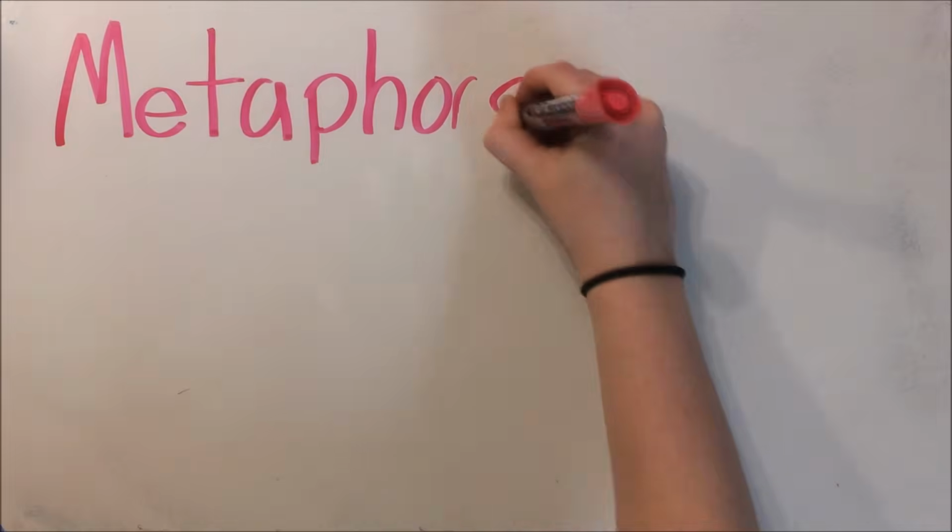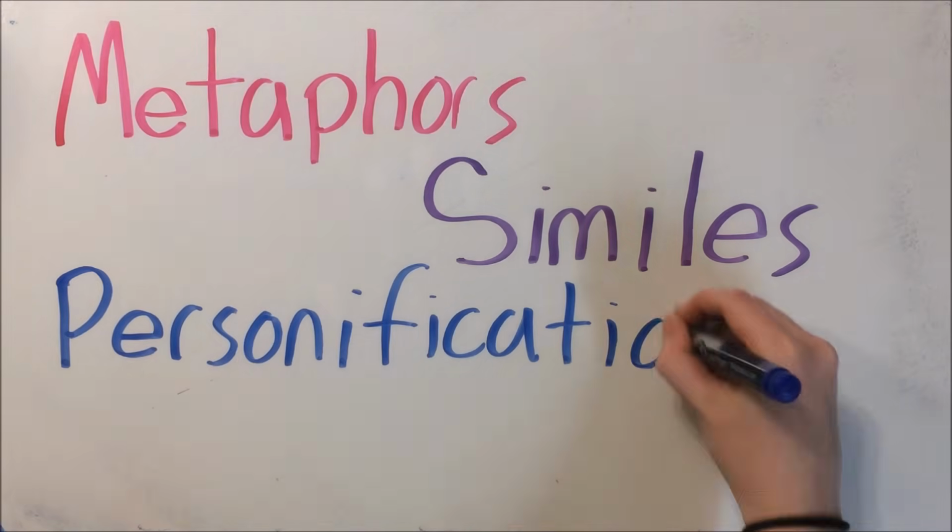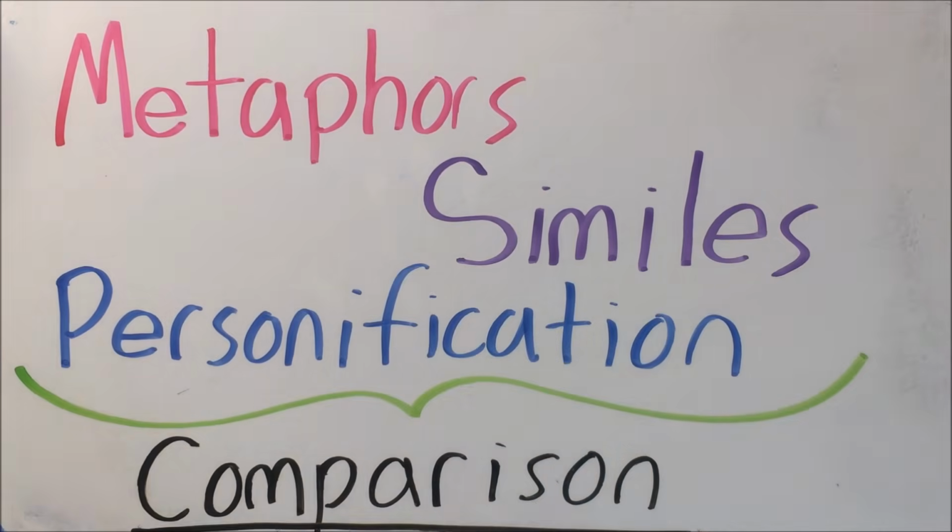To sum it all up, metaphors, similes, and personification are all methods of describing things in ways they wouldn't normally be described through the use of comparison.